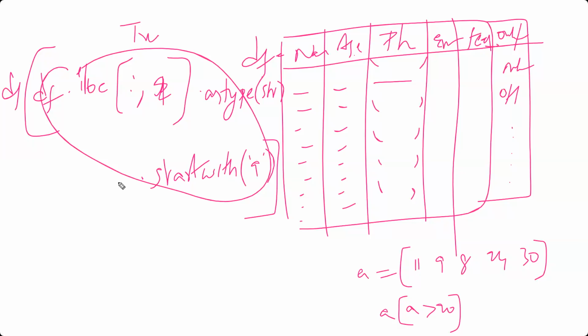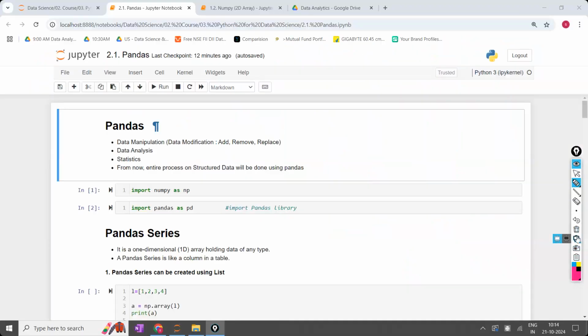All these things we are going to play with pandas, that is tabular data. First we'll see how to create tabular data. Second, we'll see how to extract the data. Third, we'll see how to modify the data. Fourth, how to do the operations on it. Total four. First is create, second is select, third is modification, fourth is operations.